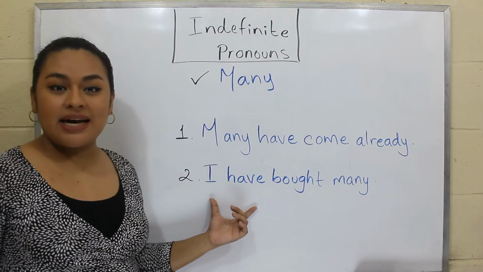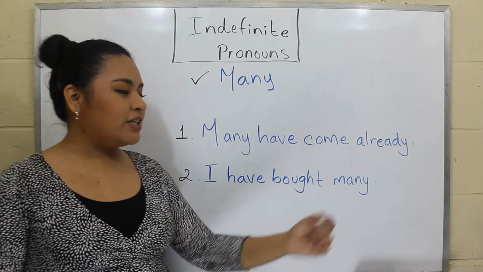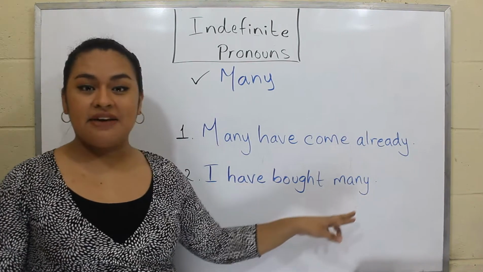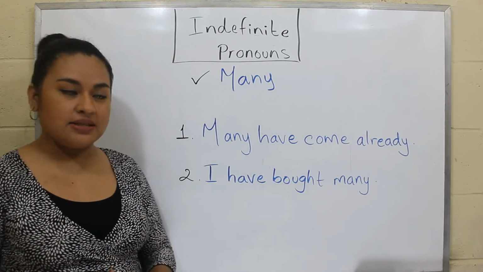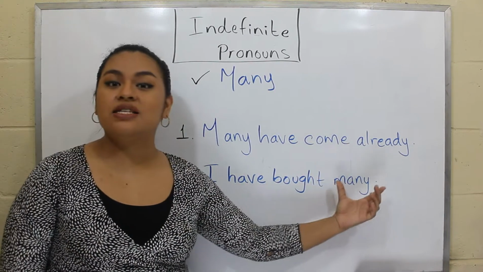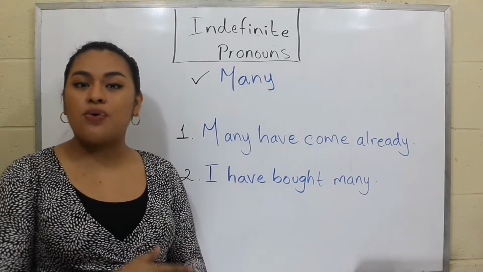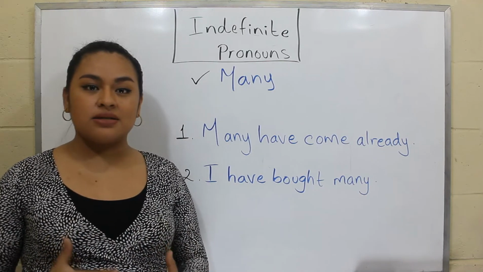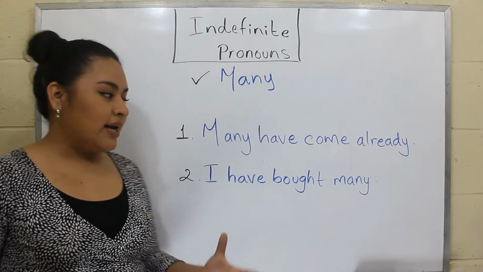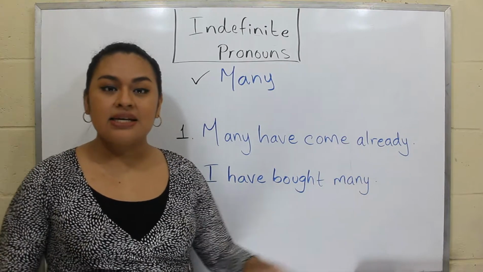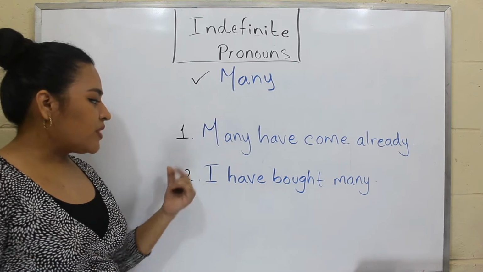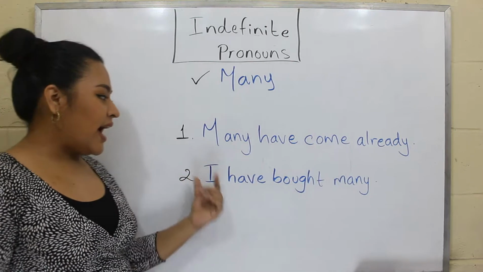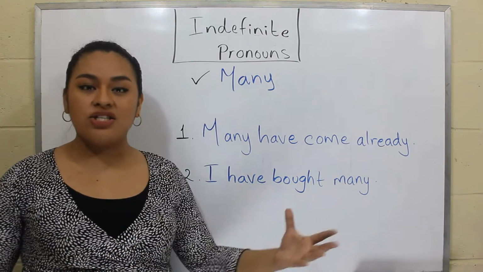And in this second example, I have bought many. Here we have the indefinite pronoun many, and this is the direct object of the sentence. So probably this pronoun refers to apples, oranges, cars, etc. We can infer this depending on the context in which we are talking about. So this sentence means that I have bought a large number of things.